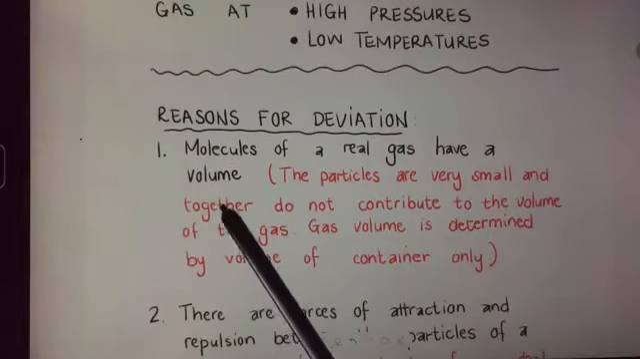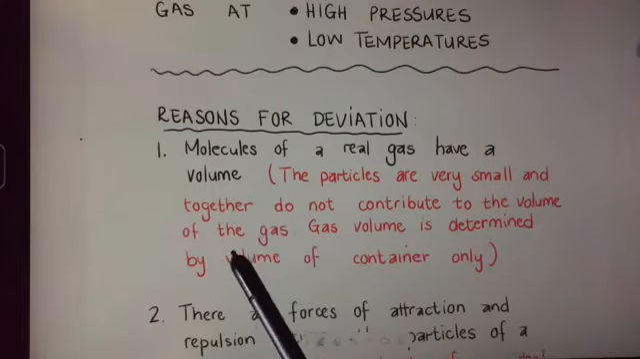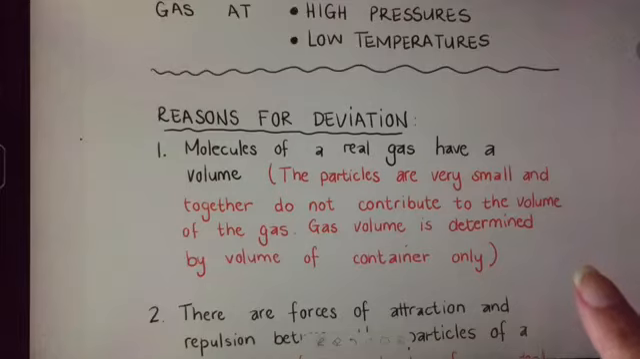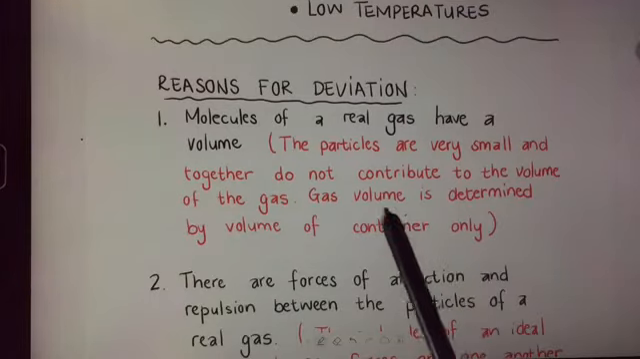According to the first one, the molecules of a real gas occupy volume. They do have volume. Compared to that, if you go look at the very first lesson that we did, where we looked at the properties of the ideal gas, one of the things that we wrote down was this: the particles are very small and together do not contribute to the volume of the gas. The gas volume is determined by the volume of the container only. So according to this, ideal gas particles don't occupy volume, but we know that real gas particles occupy volume.